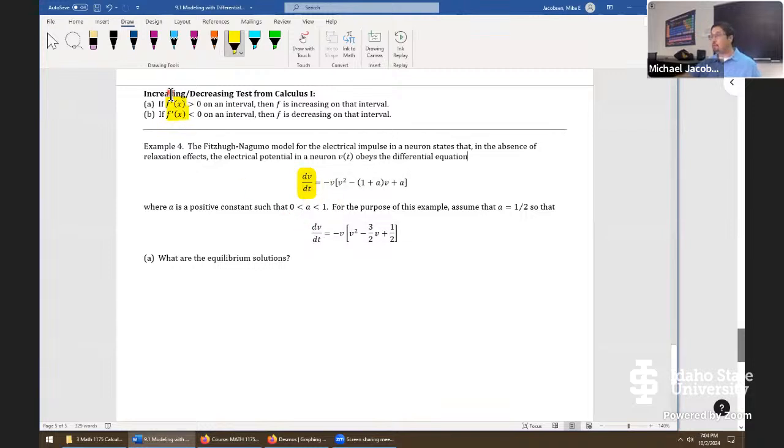So that's kind of neat. We can now use information about the increasing-decreasing test to say something about the function v here. Who knows what this is? Let's read through the context really carefully.